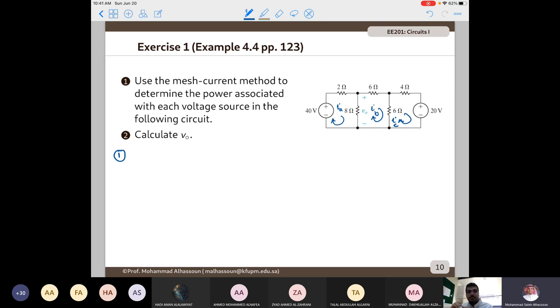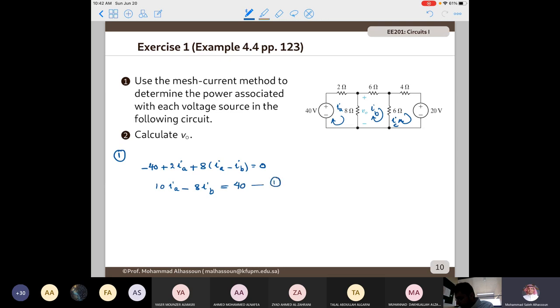Yasser, what's next? After that we need to write three equations, and we start with I1. Okay, good. So tell me the equation of I1. IA, okay. It will be minus 40 plus 2 IA plus 8 times IA minus IB, equals zero. So if I simplify it, I will get 10 IA minus 8 IB equals 40. And this is the first equation.